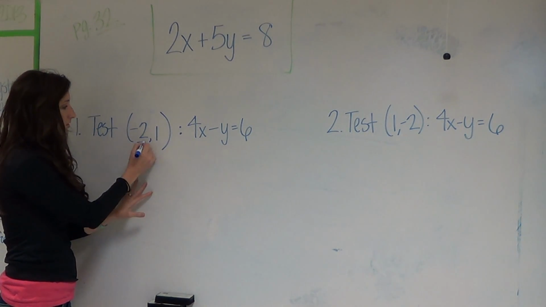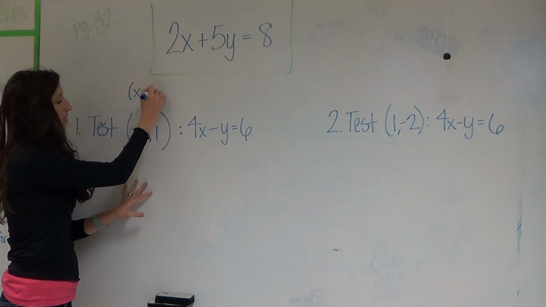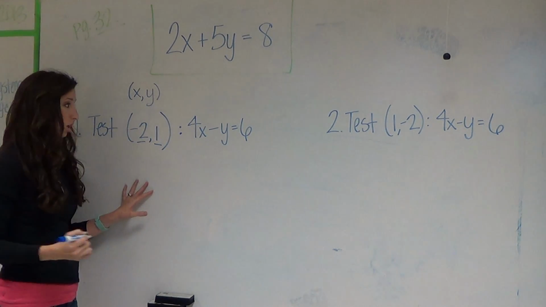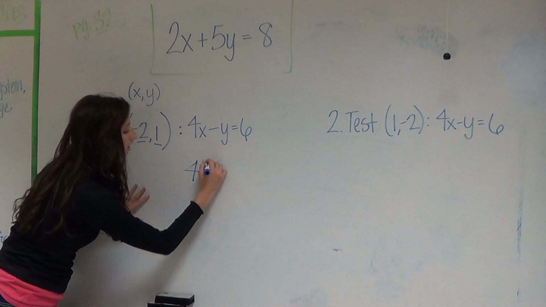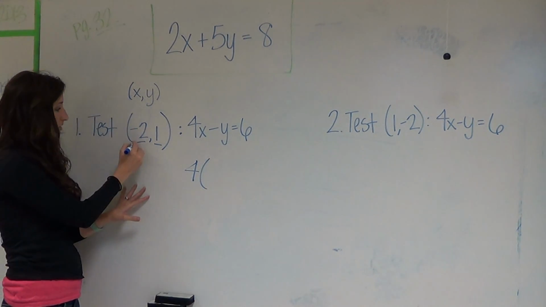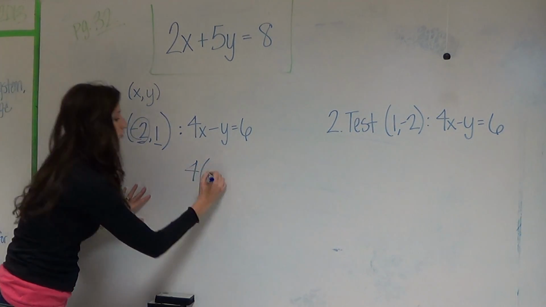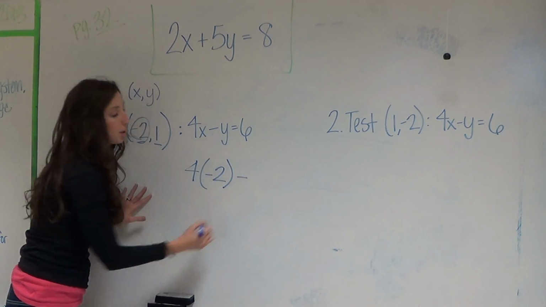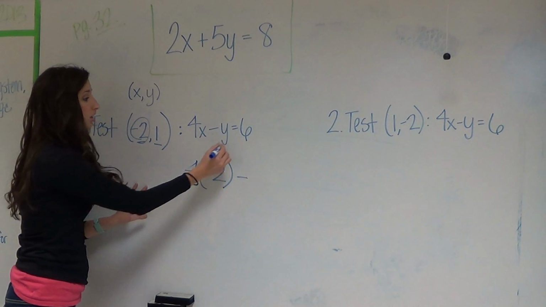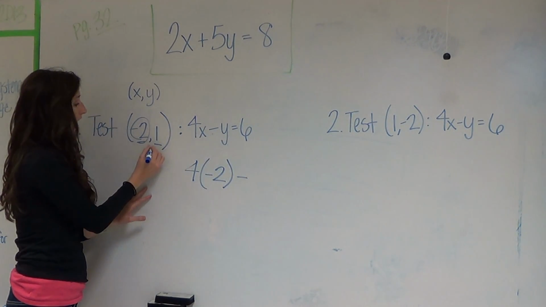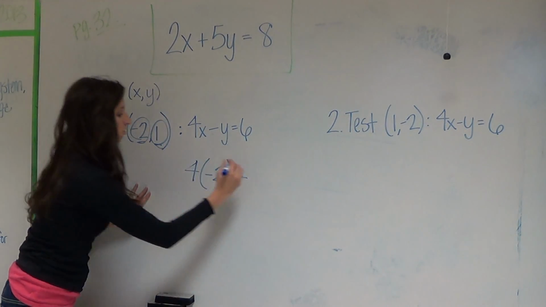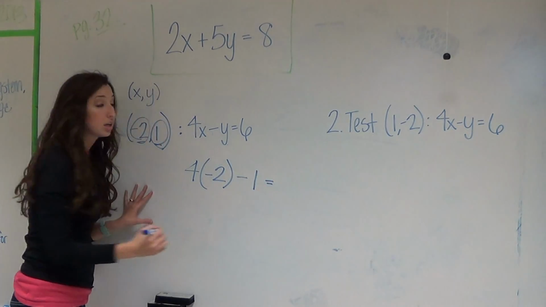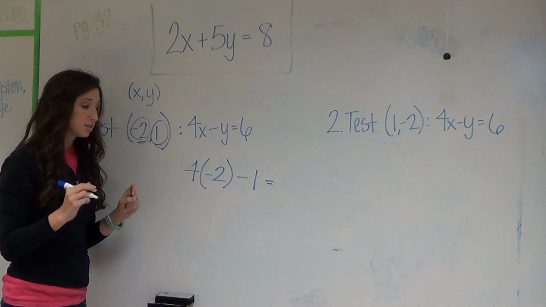This is my x, remember, x comma y, so this is my y value. I'm just going to substitute it in. We have 4 times my x, -2, minus, make sure to copy everything down exactly, y. Well, what's my y? 1. So, all I have to do is calculate and hope I get 6.